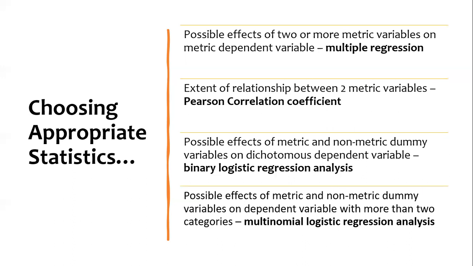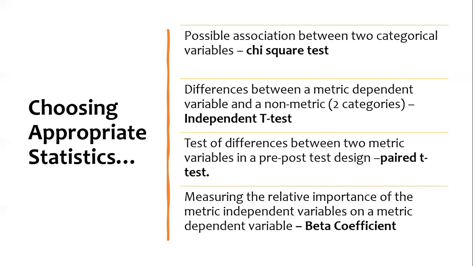An example could be age group or educational status: no education 0, primary education 1, secondary education 3, and tertiary education 4. So if you have to test the possible effect of either a metric or a non-metric associated variable on a dependent variable that has more than 2 categories, you use a multinomial logistic regression analysis. I want to believe that you are following and that you understand this conversation.